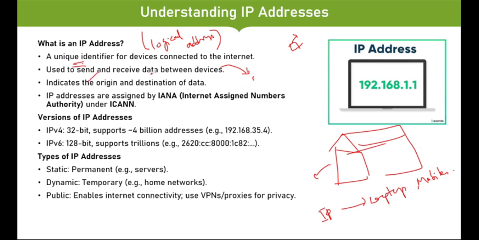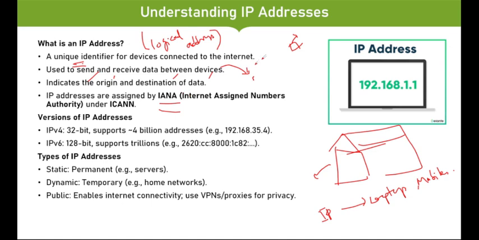It then indicates the origin and destination of data. I've said which origin means from which client it is coming, and to which server it is going. IP addresses are assigned by the IANA, the Internet Assigned Numbers Authority, which assigns the IP addresses to the systems.